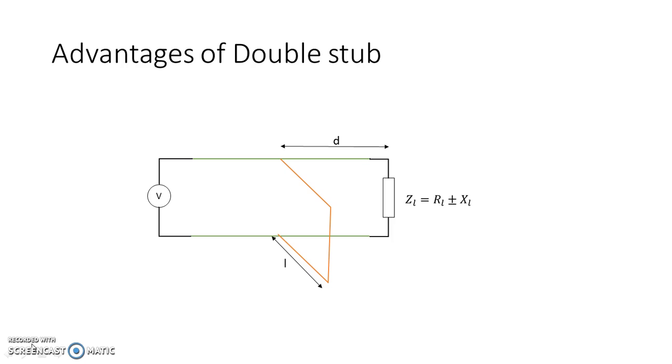Also, as we know, with D and L in the single stub matching network, it is really difficult to get the exact location on the transmission line to place the stub. Hence, in the double stub matching network, where D is stable, we can find an appropriate position and the tuning will be better. These are the basic two advantages of why we use a double stub matching network.